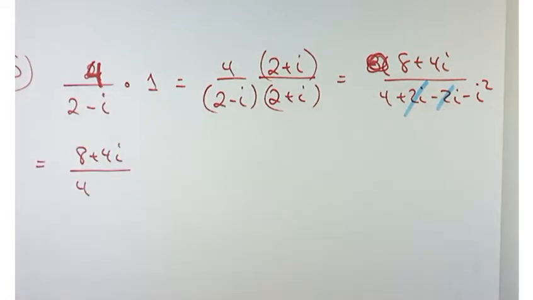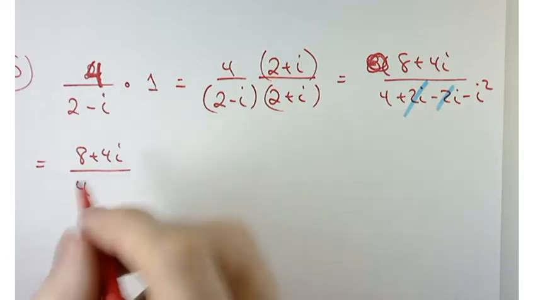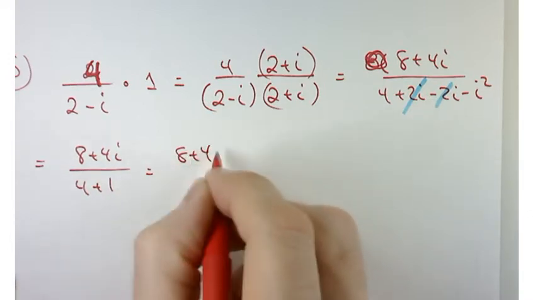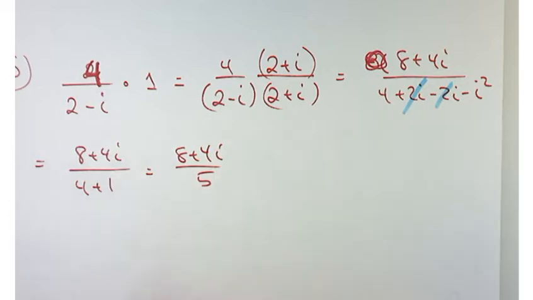All right, now I've got a couple ladies up front that have been helping me out a lot. How about somebody else? What's left in the denominator? All right, so 4 plus 1. So 8 plus 4i over 5.